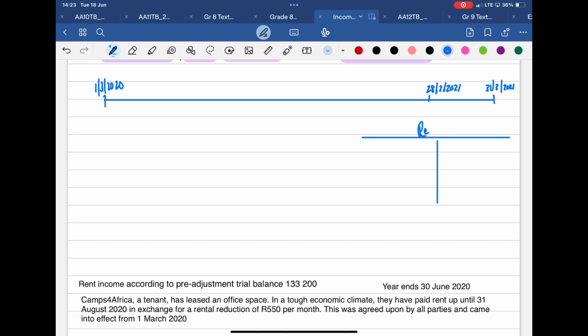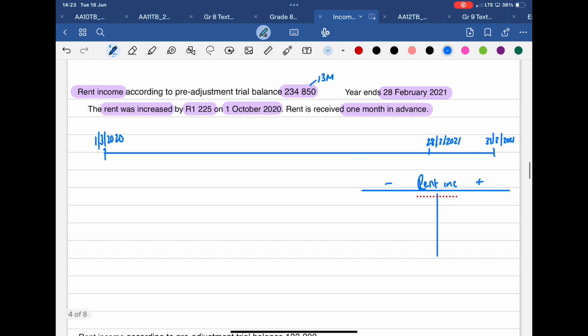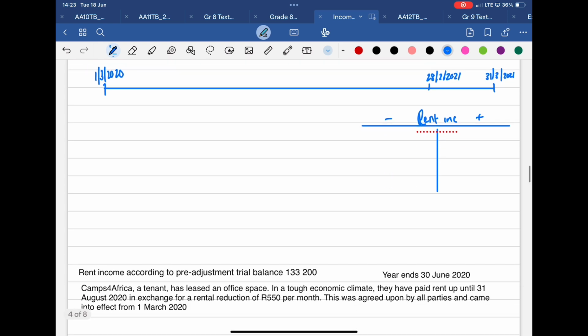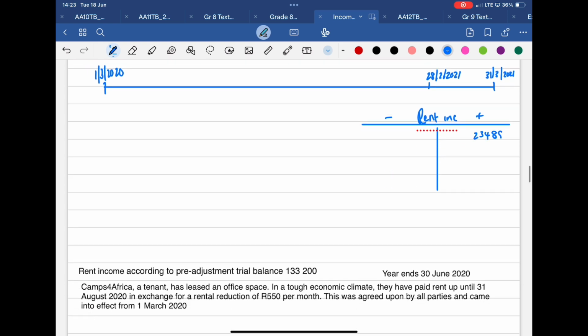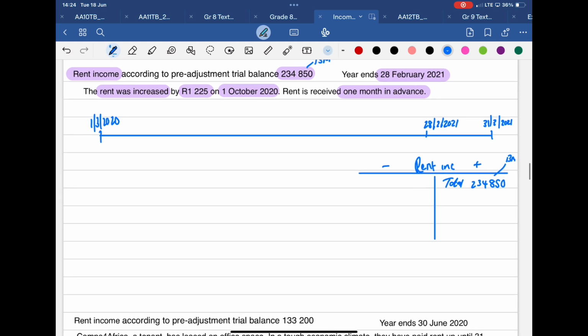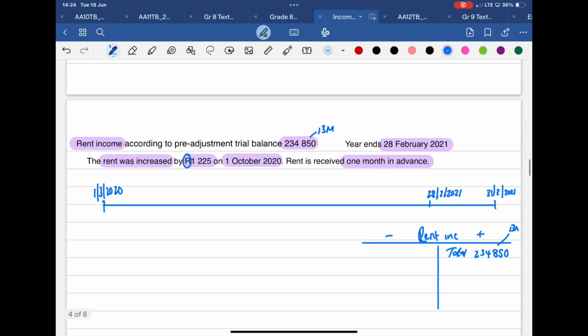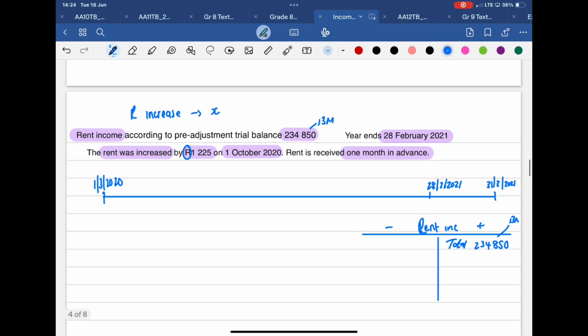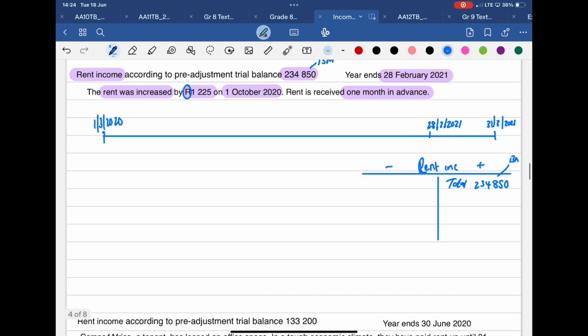My rent income account, according to my trial balance, already had a total for the year of 234,850. That's the total we've got for 13 months. The problem here is we've got 1 month too much. We now need to calculate the rand amount of that 1 month. So this is a rand increase. The amount didn't stay the same. It changed with a rand amount during the year.